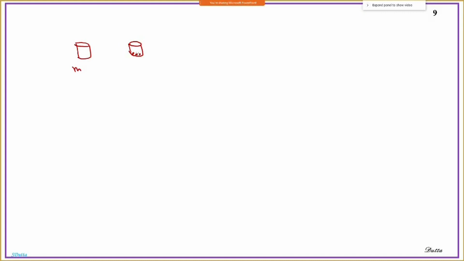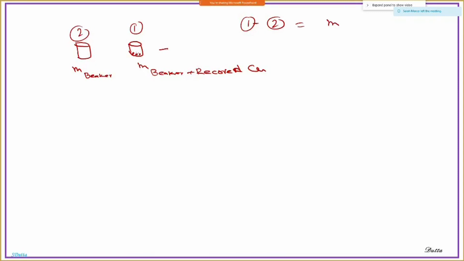So this is the mass of the beaker, and this is the mass of the beaker plus recovered copper. So this minus this is going to give you the mass of the copper. Actually, I should write, this is number 1, this is number 2. So 1 minus 2 is going to give you the mass of the copper, which is going to be, again, 1 gram, 2 gram, depending on how you do the experiment.